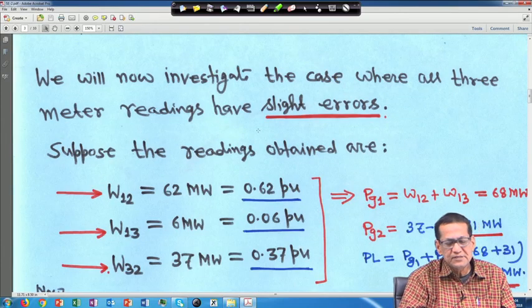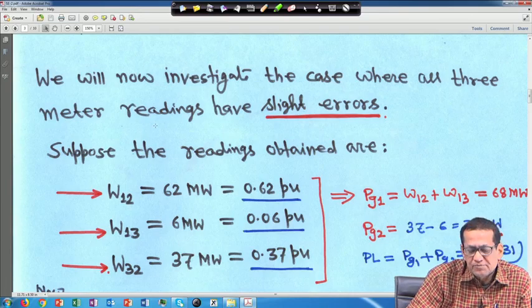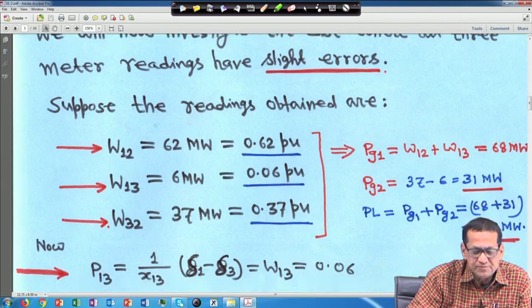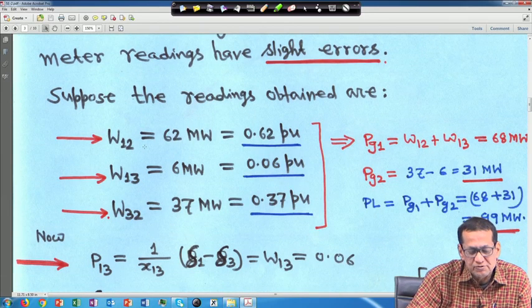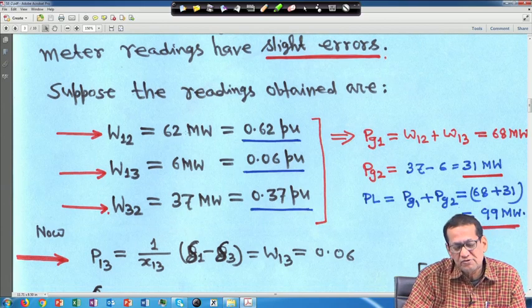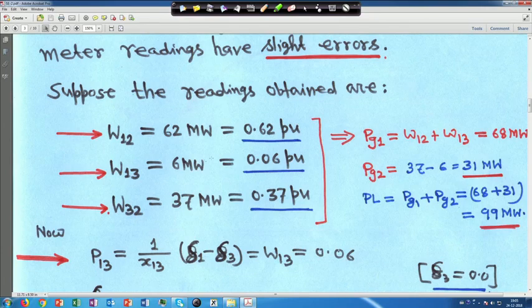Now we will investigate the case where all 3 meter readings have slight errors. Suppose the readings obtained are as follows: the meter placed in line 12 gives 62 megawatt. With a 100 MVA base, it is 0.062 per unit, right. Similarly, the meter placed on line 13 reads 6 megawatt, so it is 0.06 per unit, and the meter placed on line 32 reads 37 megawatt, so 0.37 per unit, right.